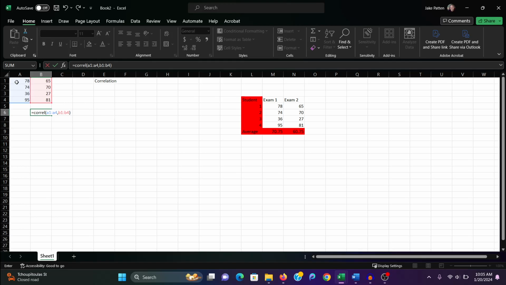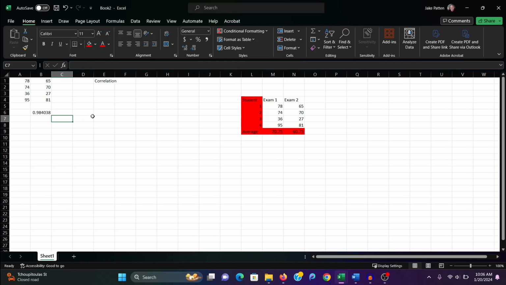Excel knows that this score and this score go together. This one and this one go together. This one and this one go together. Like, it just knows that. If you jumbled them up, you would get a different correlation because it's going to pair them together across in rows. Okay, so hit enter, and we get a correlation of 0.98. This is a super high correlation.